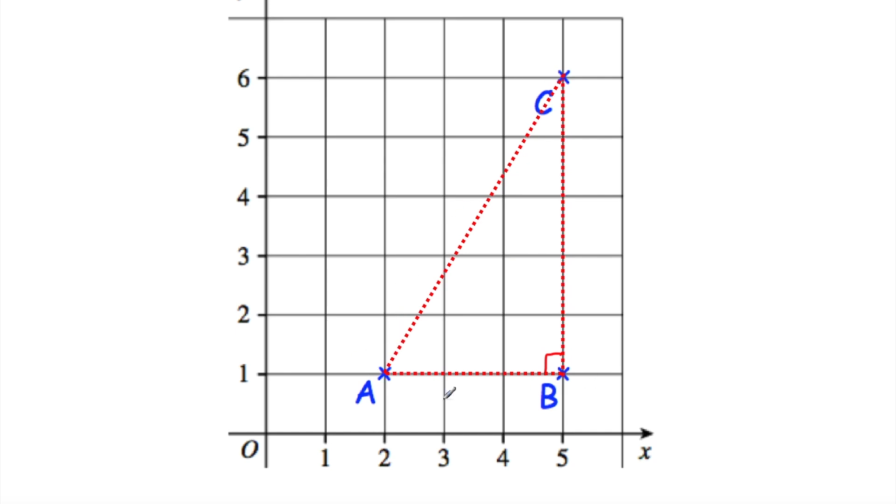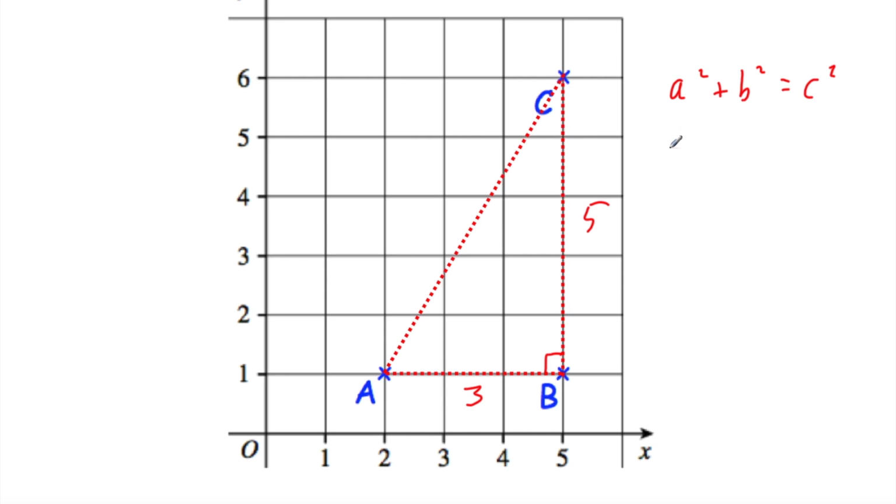So let's work out the lengths of the 2 shorter sides. Remember, Pythagoras' theorem is a squared plus b squared equals c squared. The 2 shorter sides, that would be 3 across there. And then in terms of going up, that's 1, 2, 3, 4, 5 up, so 5 up. So we can use Pythagoras' theorem to work out the distance between A and C.